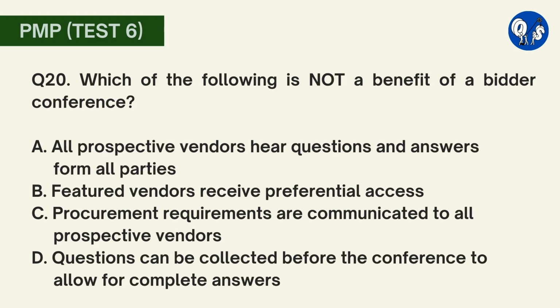Question number 20. Which of the following is not a benefit of a bidder conference? A. All prospective vendors hear questions and answers from all parties. B. Featured vendors receive preferential access. C. Procurement requirements are communicated to all prospective vendors. D. Questions can be collected before the conference to allow for complete answers. Here option B is correct. The main goal of a bidder conference is to eliminate any preferential treatment for any prospective vendor. Options A, C and D are all features and benefits of bidder conferences.